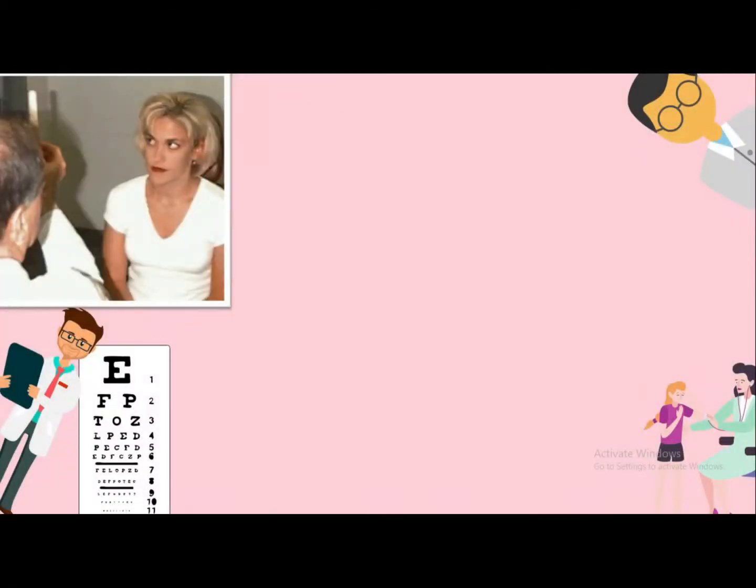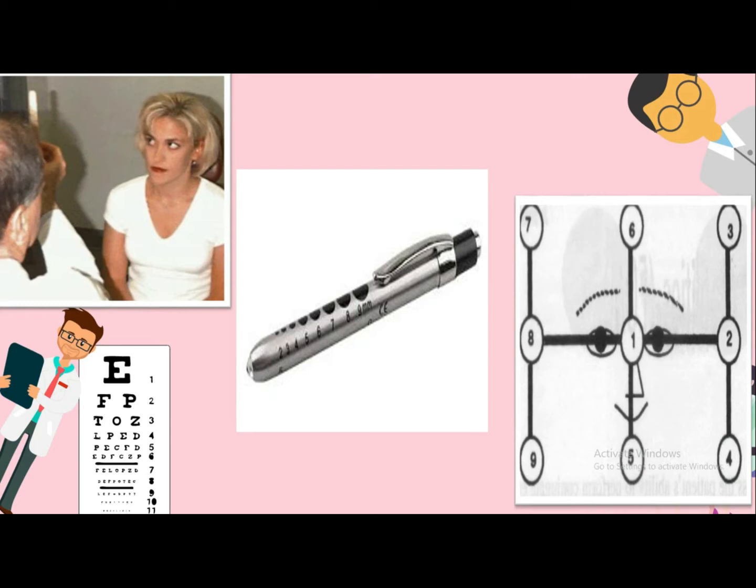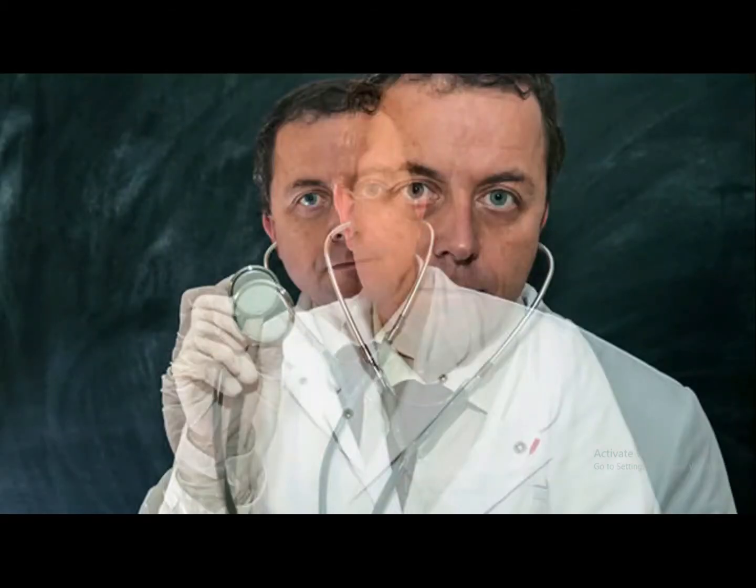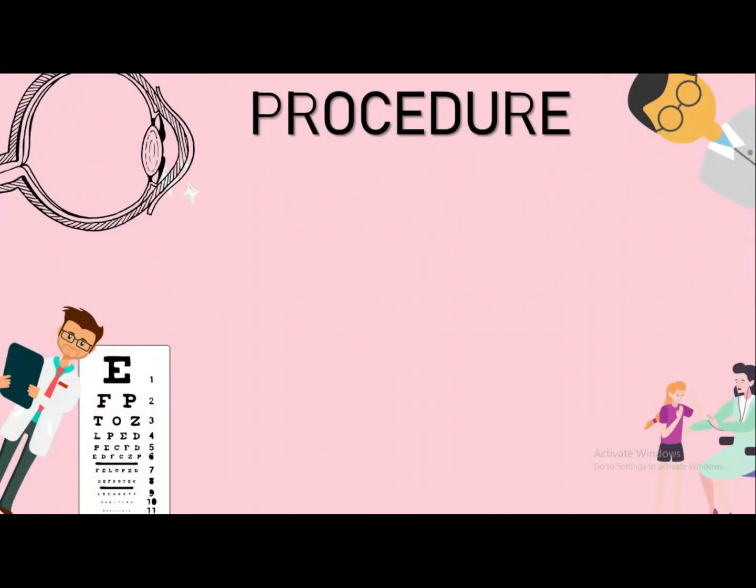This test involves observing the patient's eyes as they move to follow a pen light or non-luminous target in an H pattern. Ocular motility should always be tested, especially when patients complain of double vision or when a patient is suspected of having neurologic disease. The procedure.